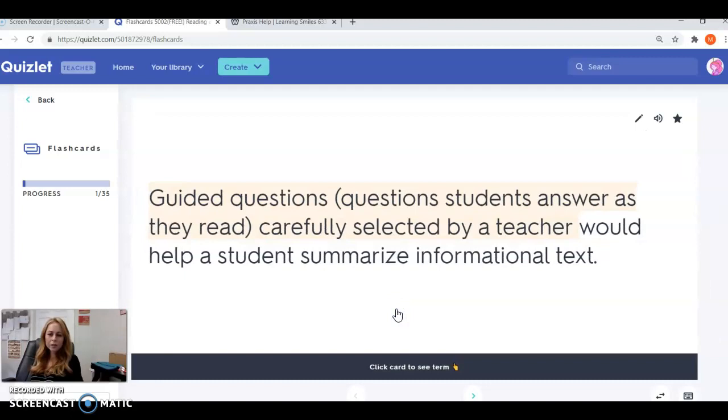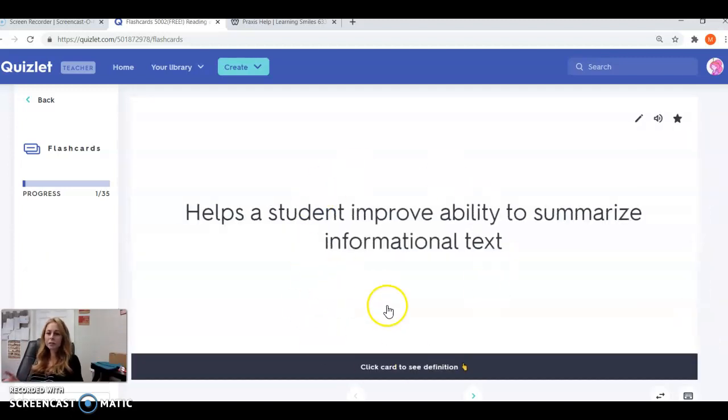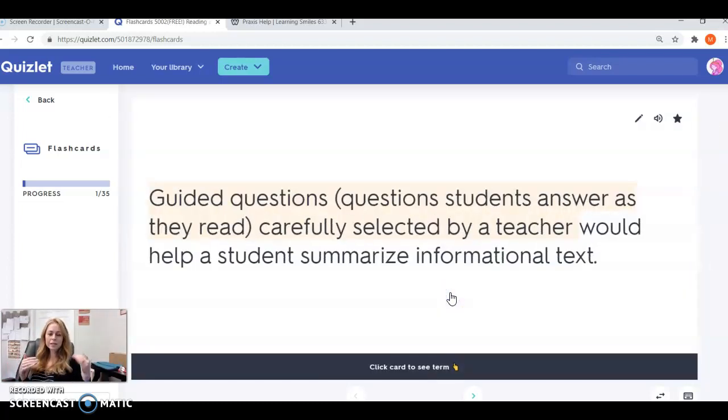So the first card I want to talk to you about is, you will definitely see this question on your 5002. Helps the student improve ability to summarize informational text. You're going to tell your students, go read this page, and you want to keep them honest, because there are absolutely going to be some students pretending to read the page or falling asleep on the page. So they need something to help them stay alert as they're reading. Guided questions students answer as they read are going to help them summarize, in this case, informational text, but really any kind of text they read.